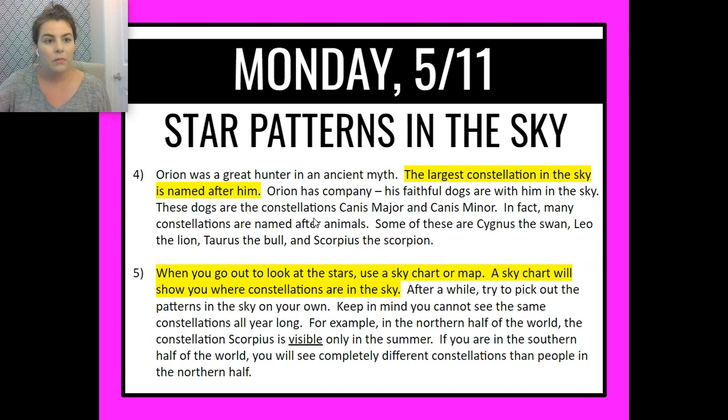For paragraph number 5, you should have gotten the first sentence. When you go out to look at the stars, use a sky chart or a map. A sky chart will show you where the constellations are in the sky. Here I highlighted both. I think both of these could be technically considered the topic sentences, so I wanted to let you know that we could have maybe different answers here, and that's totally fine. What I really appreciated about this sentence was this idea that it was showing us that we could use a sky map to look for constellations.